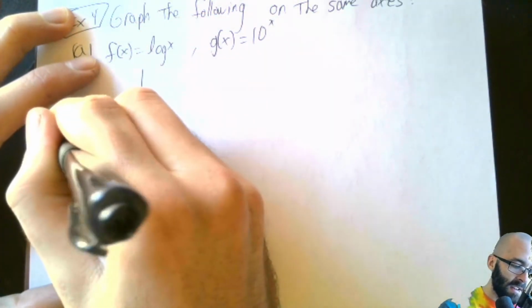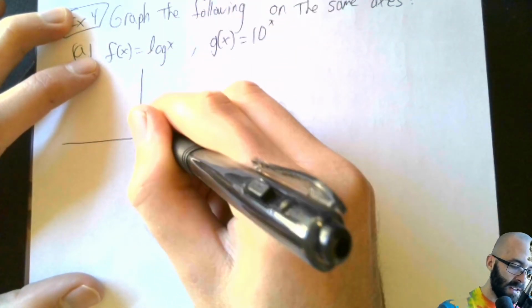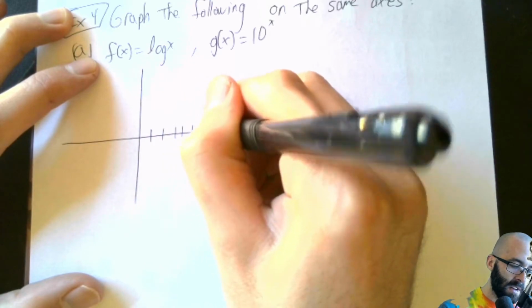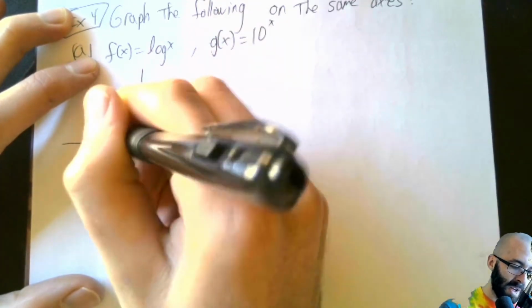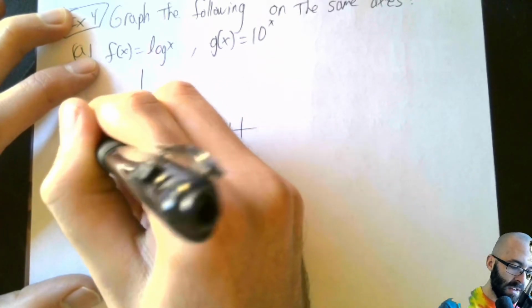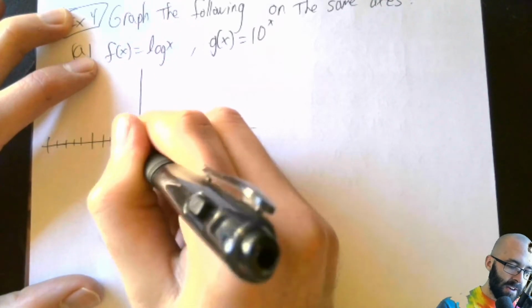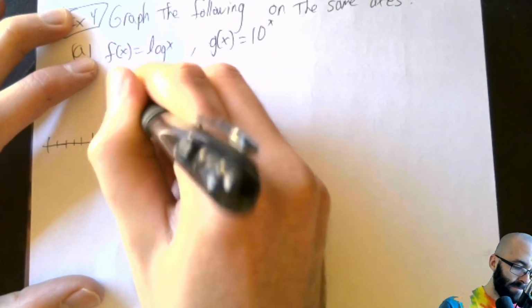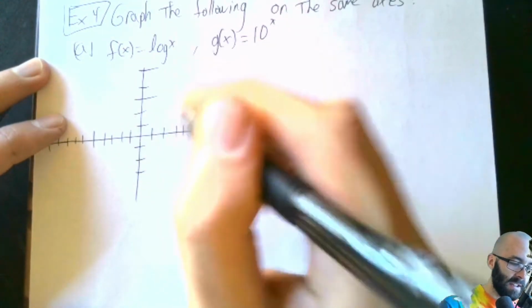If you've got a graph over here, let's go 10 in all directions. Bigger hash marks for the 5.